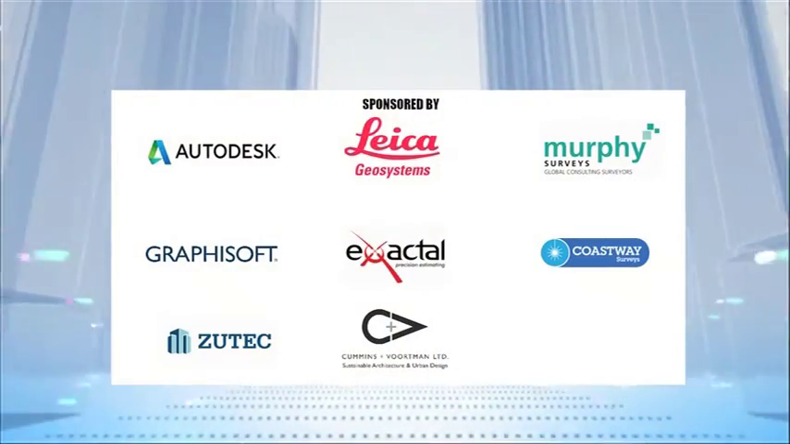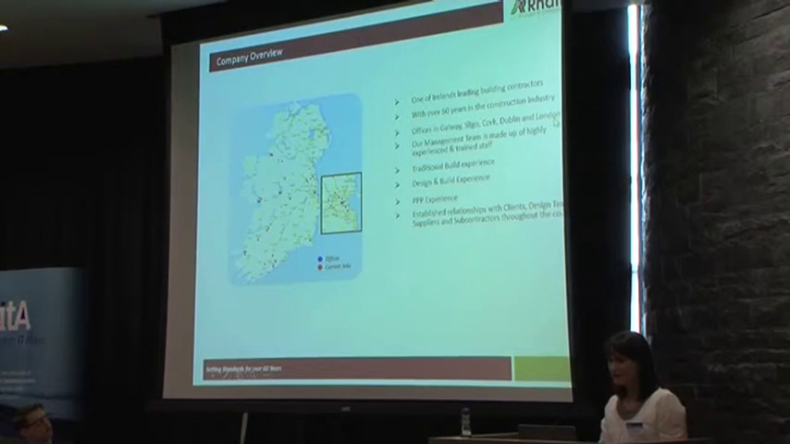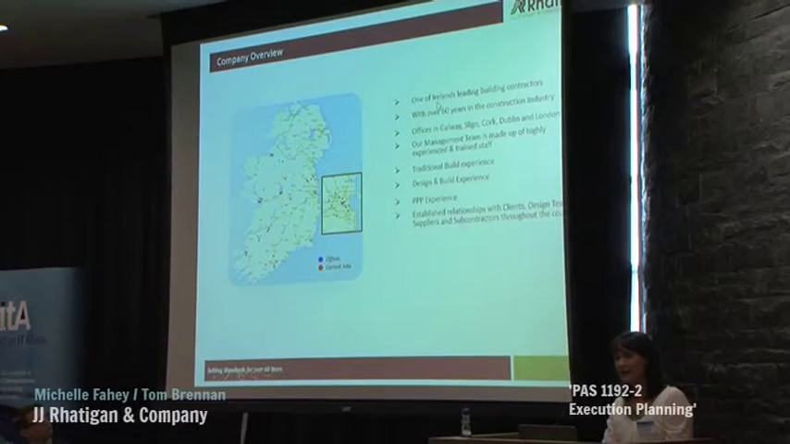Tom and I are from Rhatigan and Company, one of Ireland's leading building contractors, with over 60 years in the construction industry. We have offices in Galway, Sligo, Cork, Dublin and London. Our management team are made up of highly experienced and trained staff. We have experience in the traditional build, design and build, and PPP experience. We've established relationships with clients, design teams, suppliers, subcontractors throughout the country.